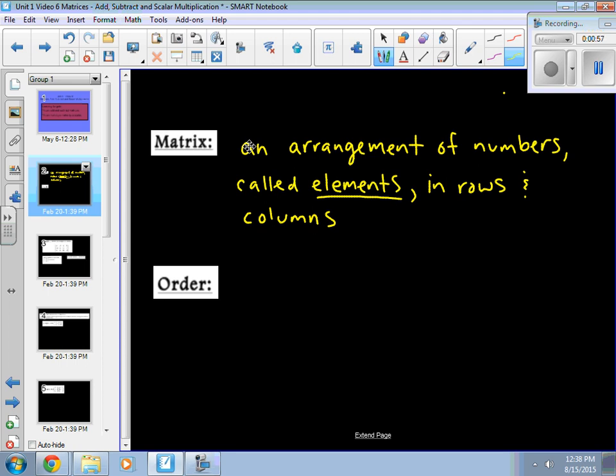The order of a matrix, we say, is the number of rows by number of columns. So it's always going to have two numbers attached to it when you talk about the order, how many rows and how many columns the matrix has.